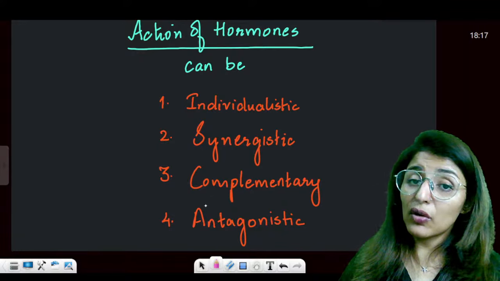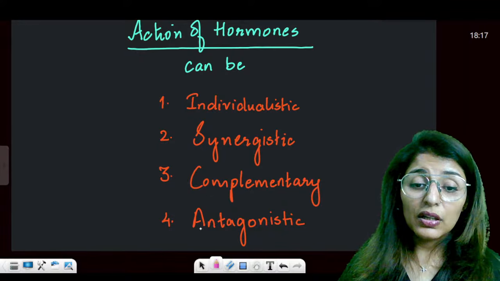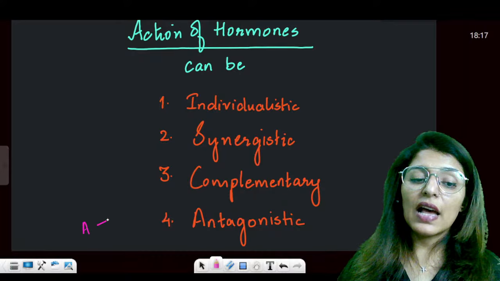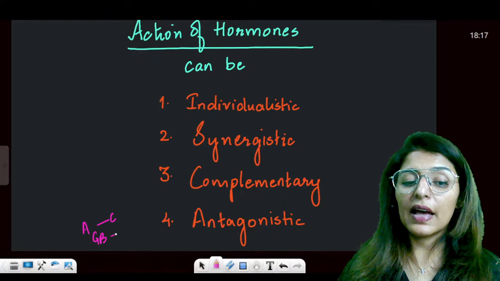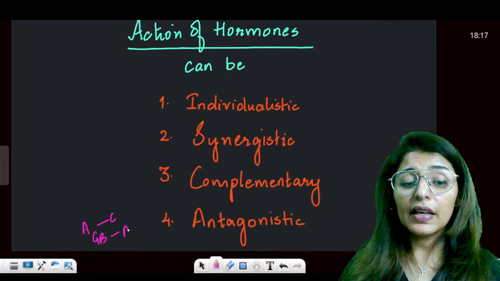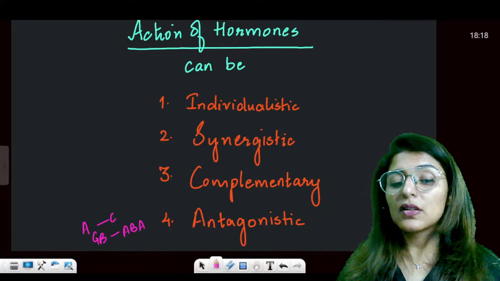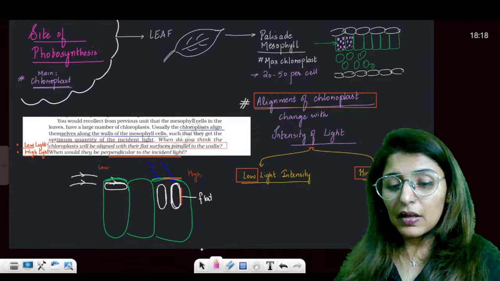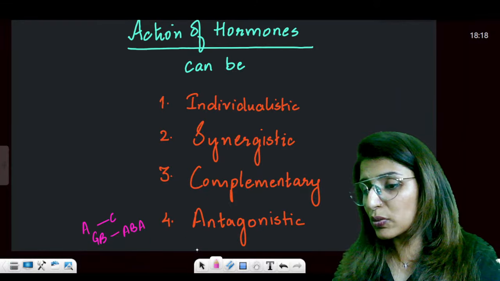The action of the hormones can be complementary also. They add to each other's work. And antagonistic, like we saw auxins and cytokinins, gibberellic acid and ABA. So these are the two antagonistic hormones. Are these points clear to everyone? Please let me know all these points are super clear to all.